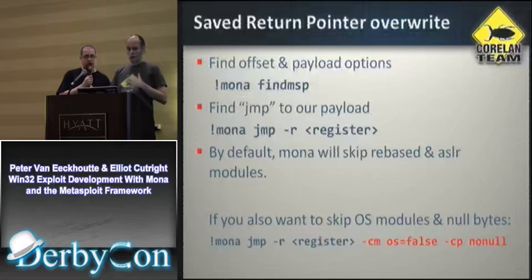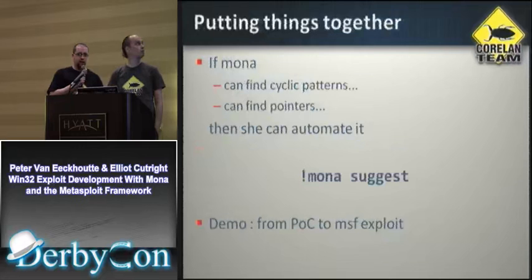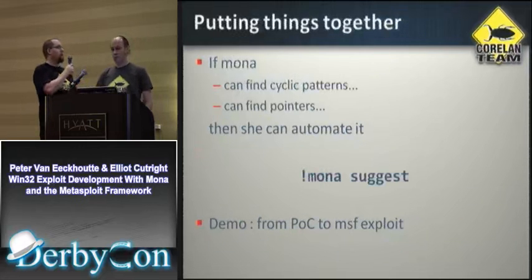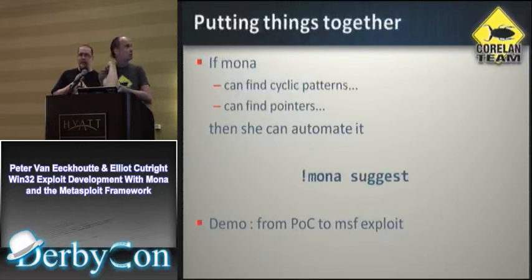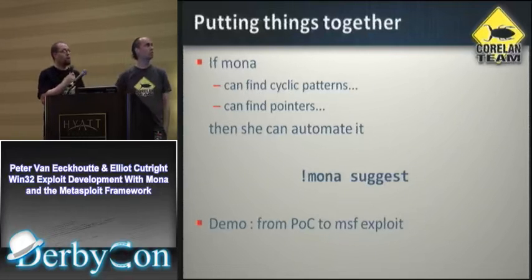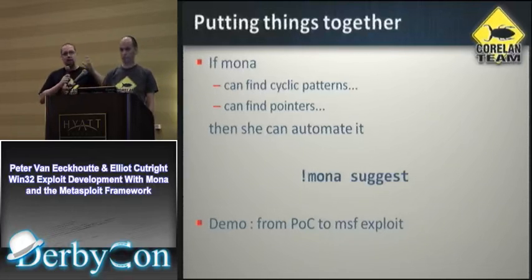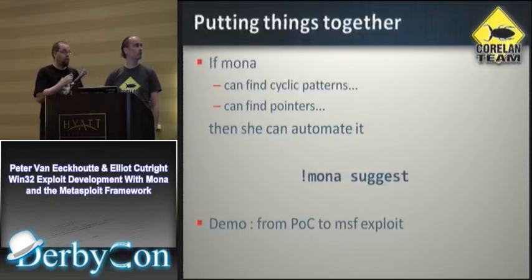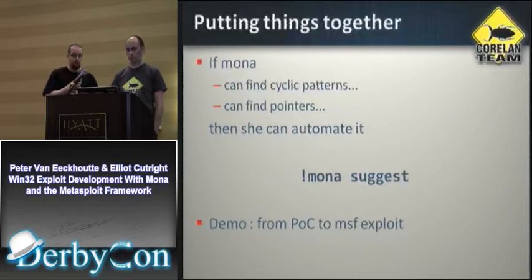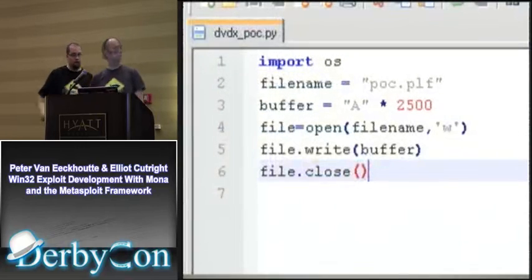All right, so we're going to take a look at using Mona to find offsets and options, and find the jump for us. But at the end of the day, what we're really interested in is, Mona has all this capability, can we automate things? Using Mona suggest, we have the ability to use the cyclic pattern to find where it is, find how much space we have, and find the correct jumps, so that we can pretty much go from proof of concept to a working Metasploit module in less than 5 minutes normally. So we have a demo for that here.